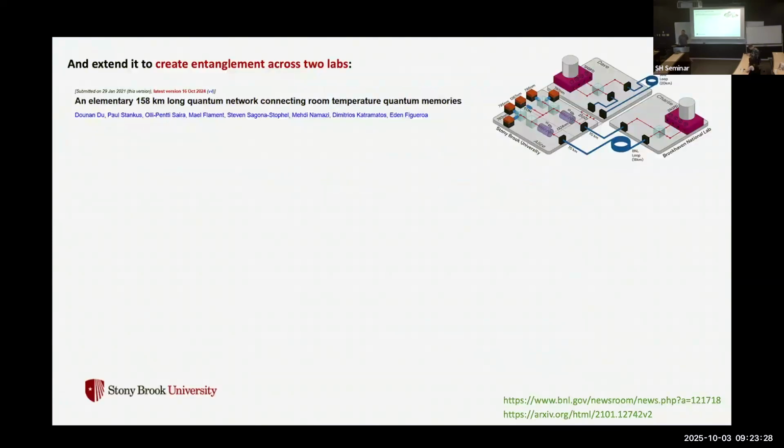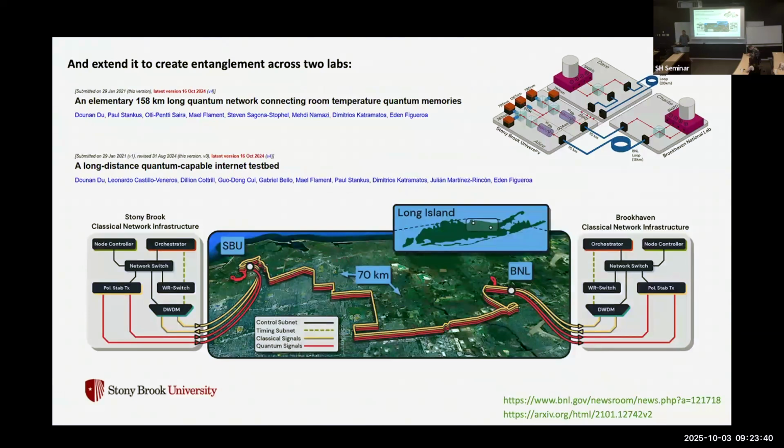This lab also has had two labs, one in Brookhaven National Lab and one in Stony Brook University, and work has been done to create a long-distance, quantum-capable internet testbed, where basically telecom fibers are connecting two different labs, and efforts are being made to fully set up networking capacity with these memories.